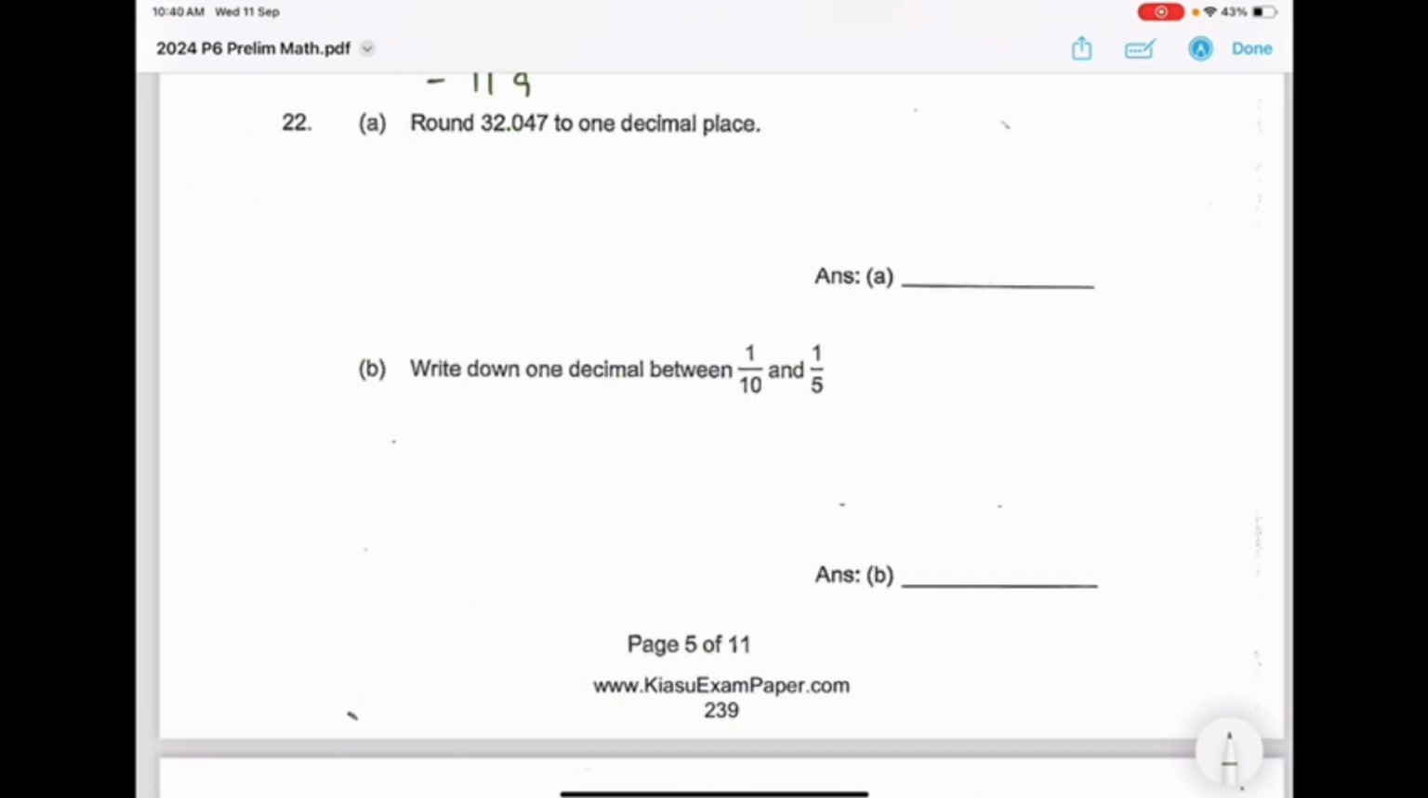Moving right on to question number 22, we have part A and B. Part A, round 32.047 to 1 decimal place. Whenever we are faced with a rounding up or down question, what I like to do is to write my numbers down. So I got 32.047. They are looking for us to round the number to 1 decimal place.